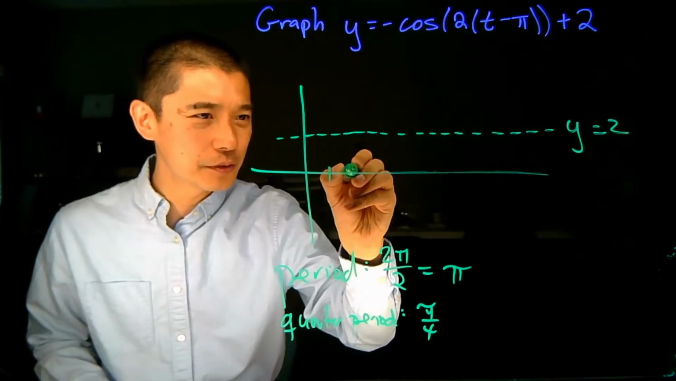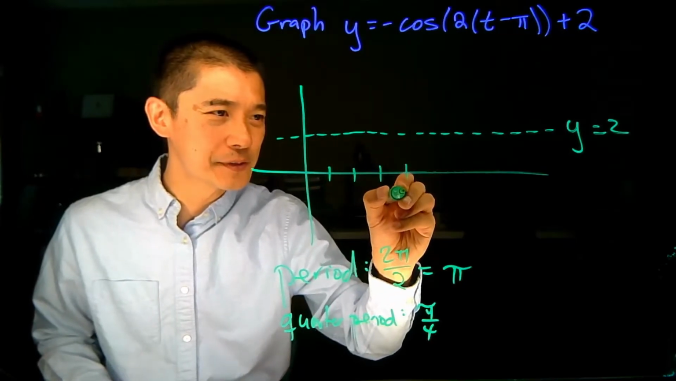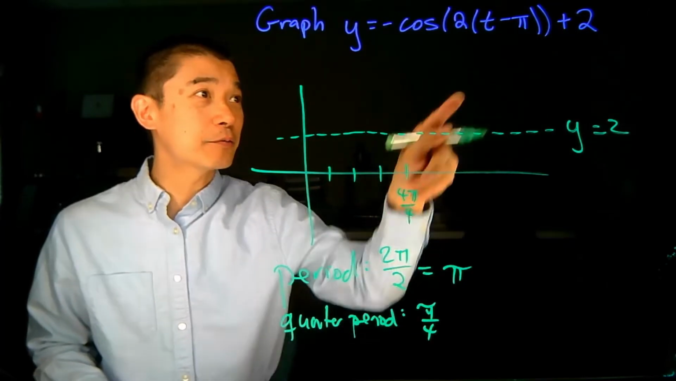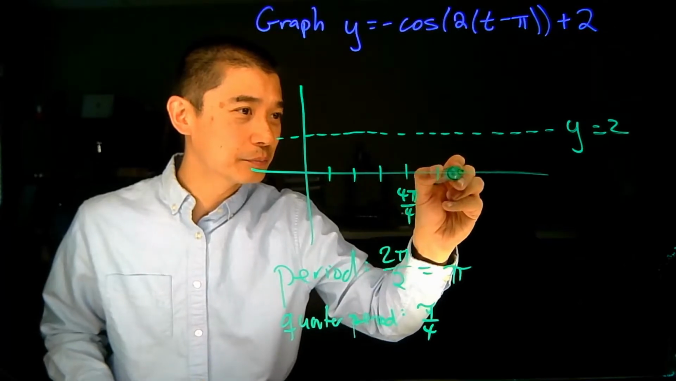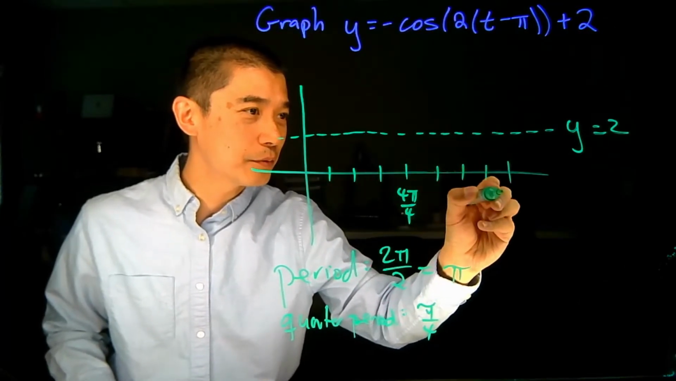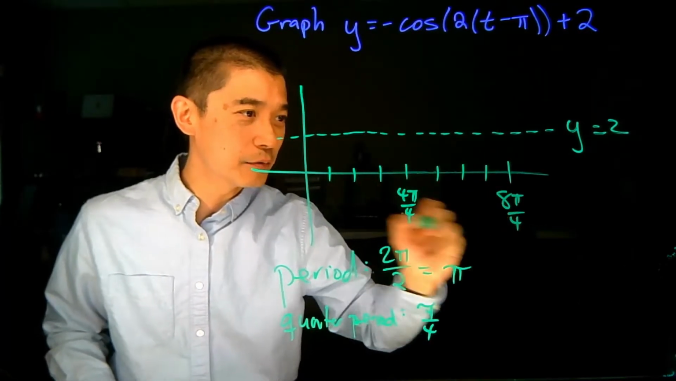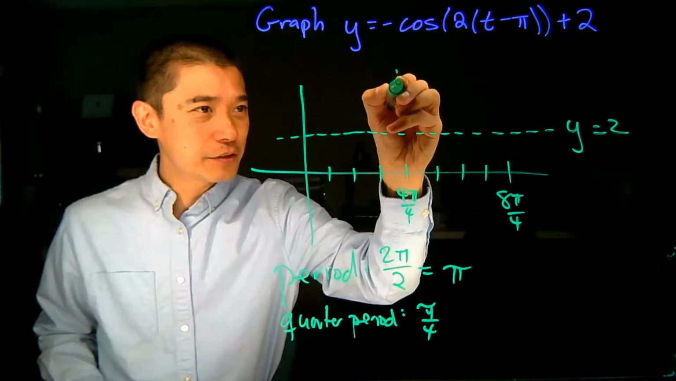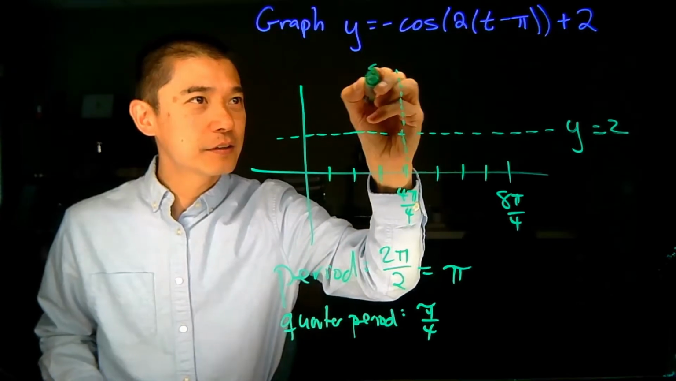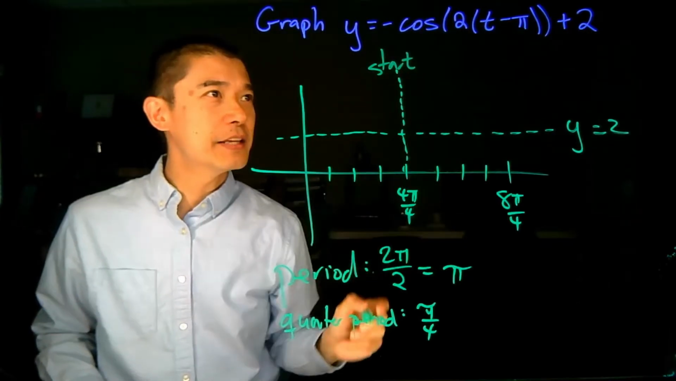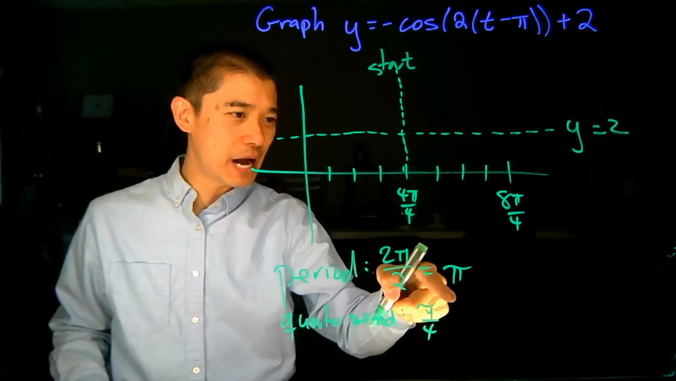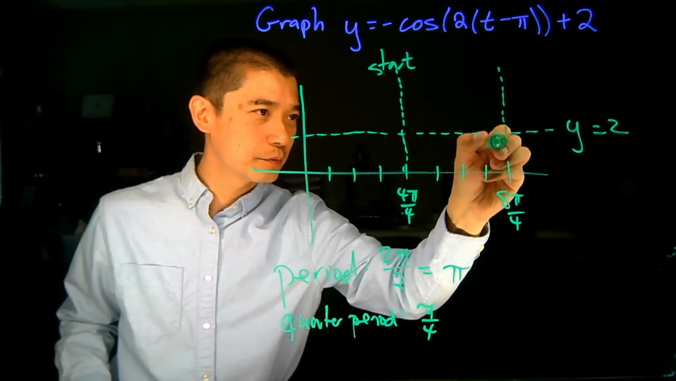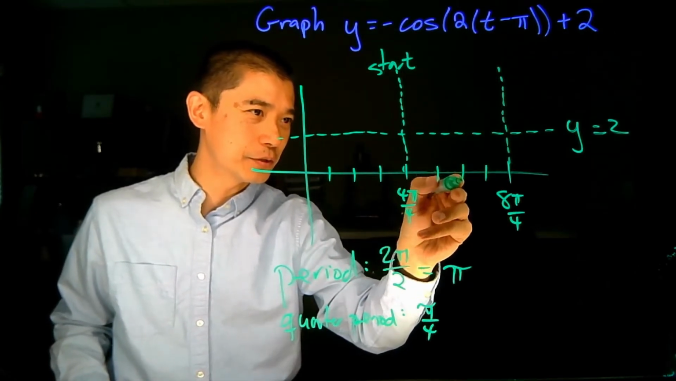So 1, 2, 3, 4. That's 4 pi over 4, which is the same as pi. 1, 2, 3, 4. It's 8 pi over 4. Okay. So I know I'm going to be starting here. So here's going to be the start of my period. And then the end of my period is going to be pi later, which is going to be right here, 4 of those quarter periods later. 1, 2, 3, 4.